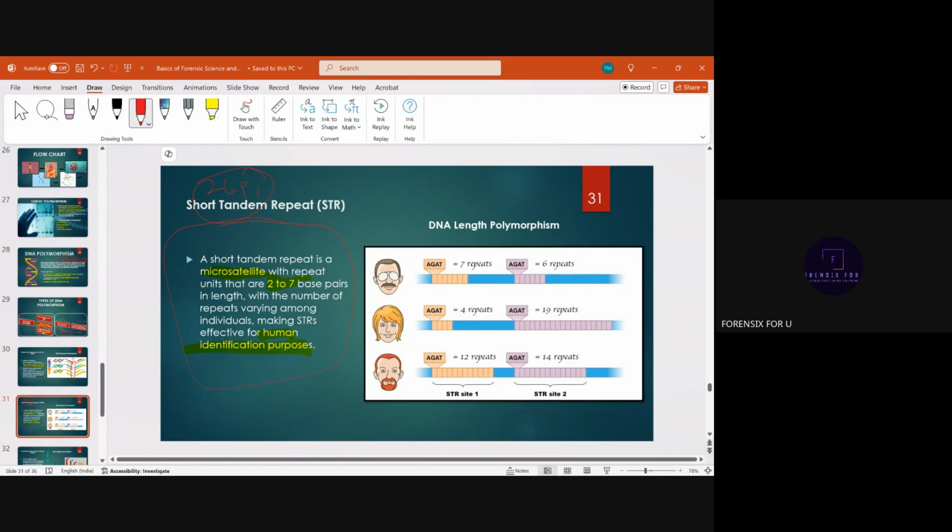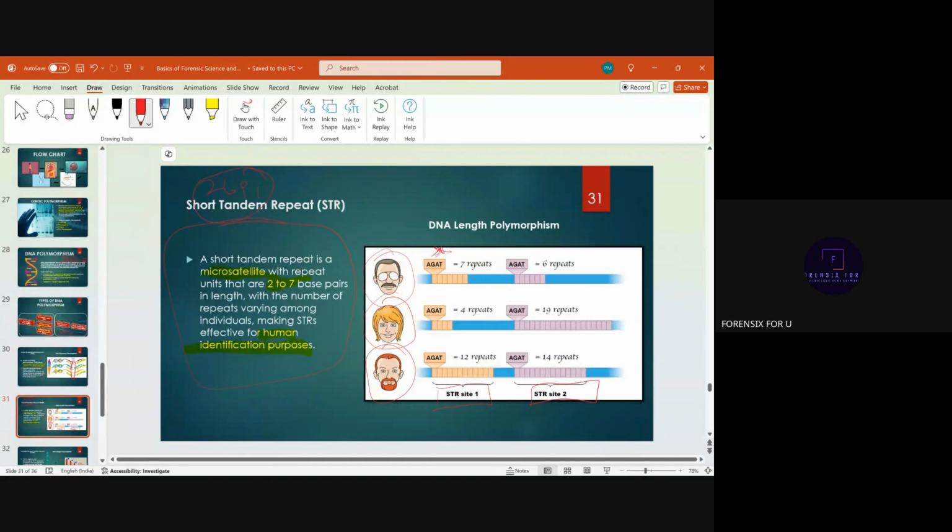You can see here in the image, we have 7 repeats of AGAT and 6 repeats of AGAT. In this individual, there are 4 repeats of AGAT and 19 repeats of AGAT. Notice the difference between these two individuals. And in this person, we have 12 repeats of AGAT and 14 repeats of AGAT. Suppose this AGAT is marker X. Marker X has 7 repeats of AGAT at site 1 and 6 repeats of AGAT at site 2.